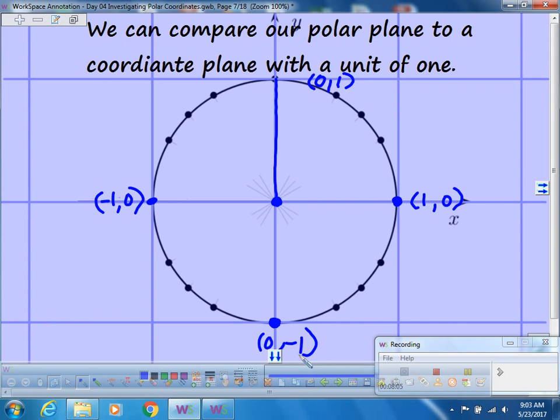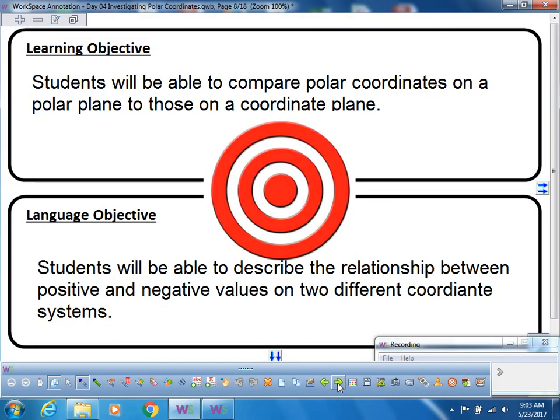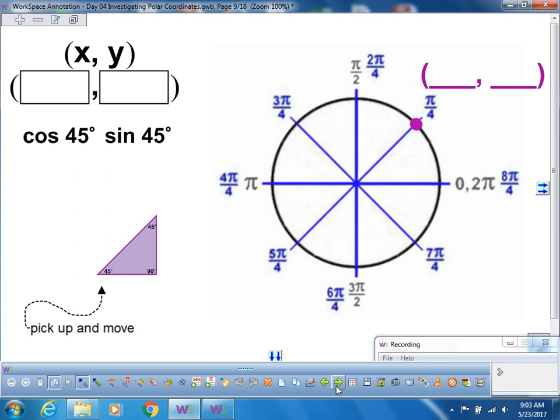Okay, so we're going to use our polar plane right now to fill in our unit circle. Okay, ready for this?